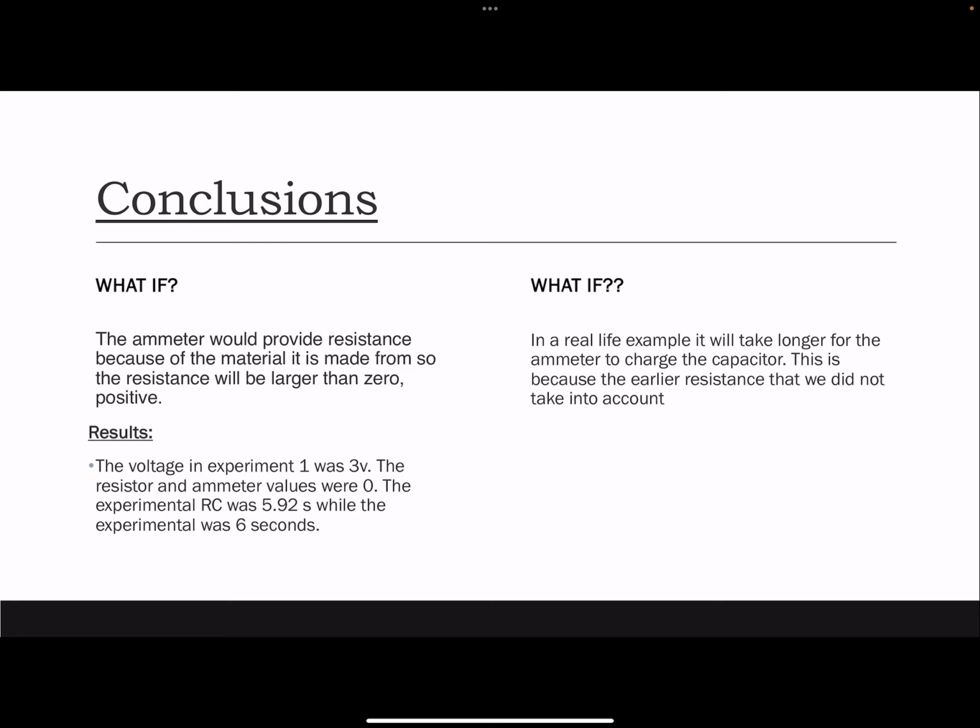And the results, once again, were that the voltage in experiment 1 was 3V, the resistor and ammeter values were 0, and the experimental RC was 5.92 seconds, while the model was 6 seconds.